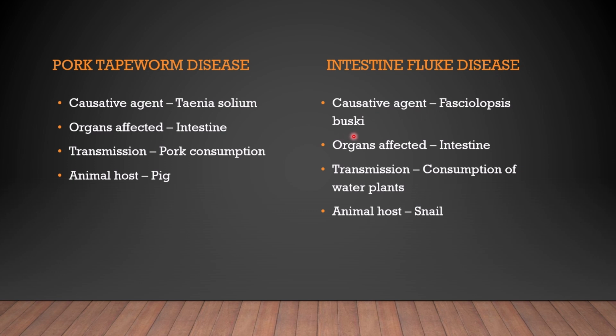Intestinal fluke disease. The causative agent is Fasciolopsis buski. The organ affected is the intestine. Transmission is through consumption of water plants. The animal host is the snail.